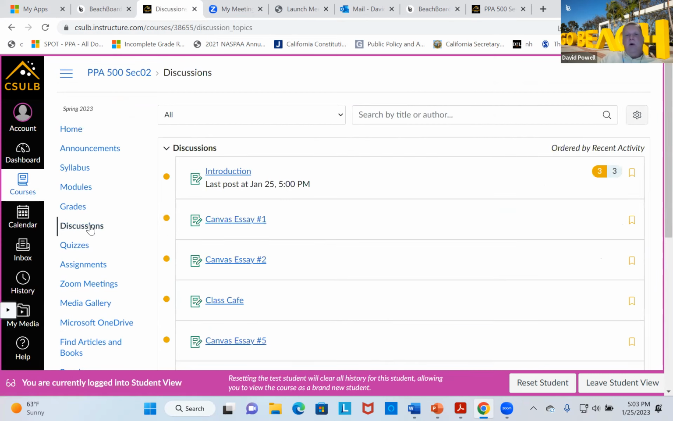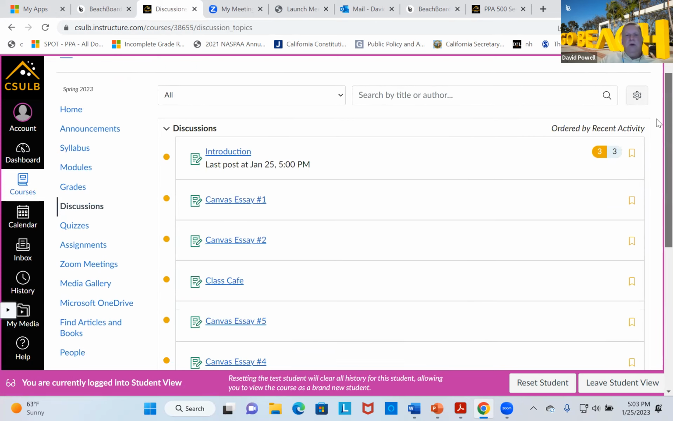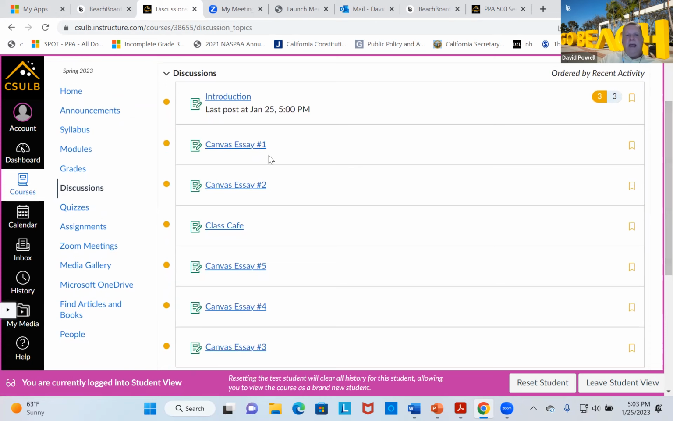Discussions. As I said, you have your introduction, which is ungraded, which is due next week. And then Canvas Essay 1, 2, I don't know why these are out of order, but 3 and 4 and 5. There's a Class Cafe link there just for you. Some people like to set up study groups or whatever, just to discuss amongst yourselves. If you want to make any of those arrangements, you can do that there in that Class Cafe.